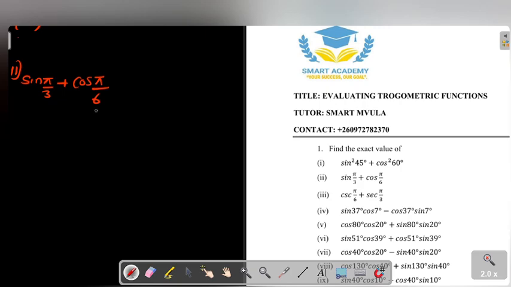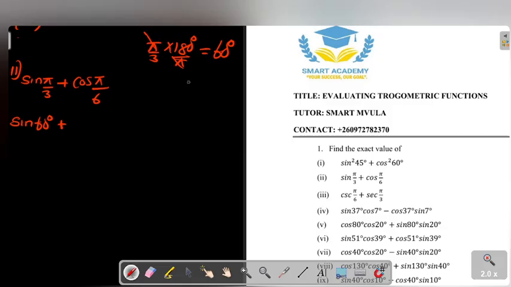When you look at this function, the angles are in radians. So first you convert the angles to degrees. For pi over 3, multiply by 180 degrees over pi. So pi and pi cancel, then you have 180 divided by 3, which is 60 degrees. So this can be written as sine 60 degrees.